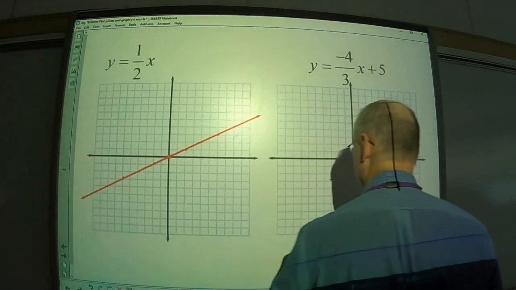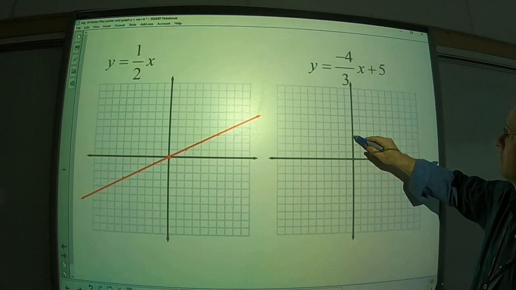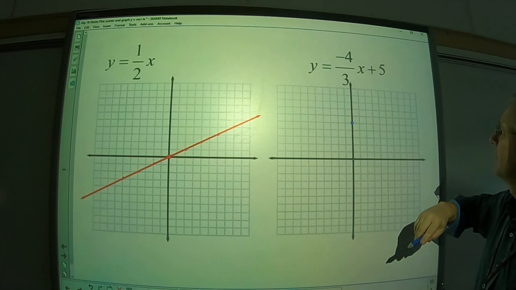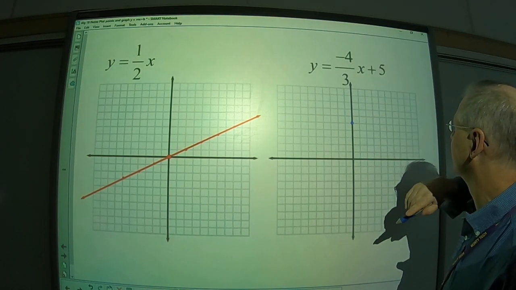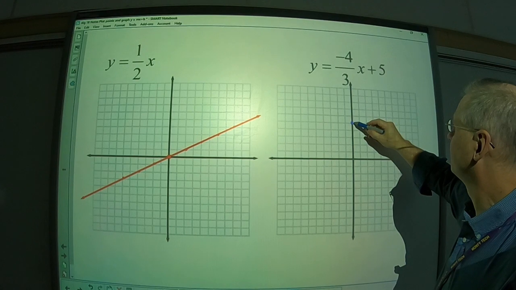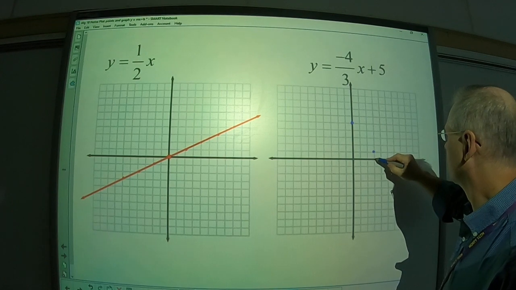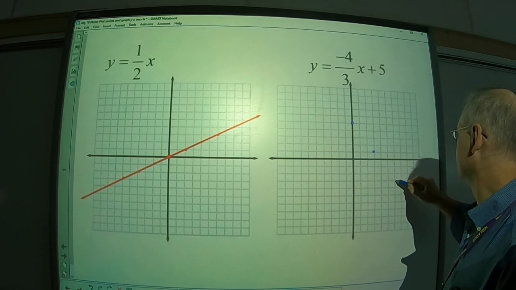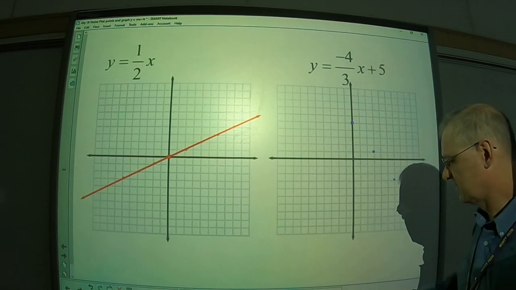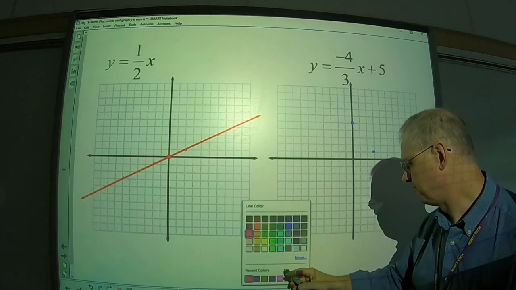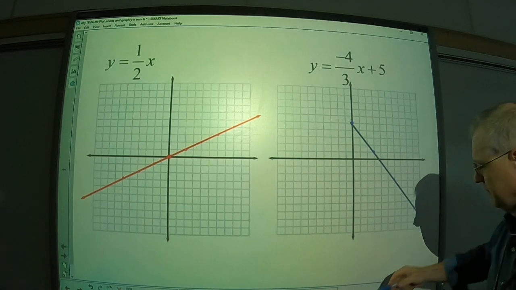Finally, or I think this is the last one, I have 5 for my y-intercept. 1, 2, 3, 4, 5. All right, you'll remember in the last lesson, we couldn't get a y-intercept that was positive. There's one. Now I've got a slope of -4/3, down 4, right 3. 1, 2, 3, 4, 1, 2, 3. 1, 2, 3, 4, 1, 2, 3. And that's enough points. I can graph that. And there's my graph.